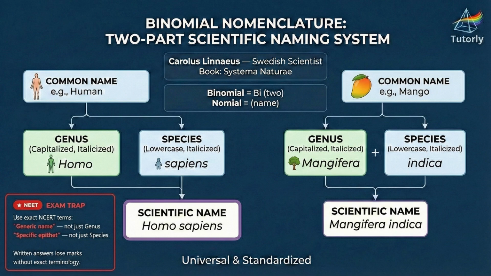The first word is called the generic name. It represents the genus. The second word is the specific epithet. It identifies the exact species within that genus. Together, they form one binomial name. For mango, Mangifera is the generic name. Indica is the specific epithet.